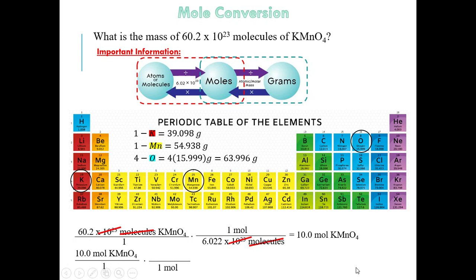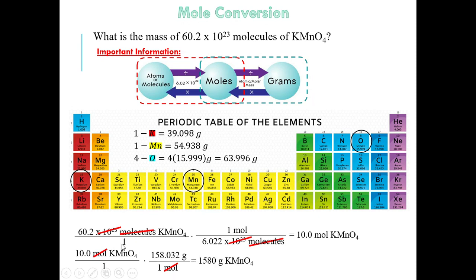So 1 mole of potassium permanganate has 158.032 grams. As I said earlier, if you watch my cursor, if you punch in 39.098 plus 54.938 plus 63.996, you should get 158.032 grams. Moles are going to cancel out, so right now the only unit left over is grams.